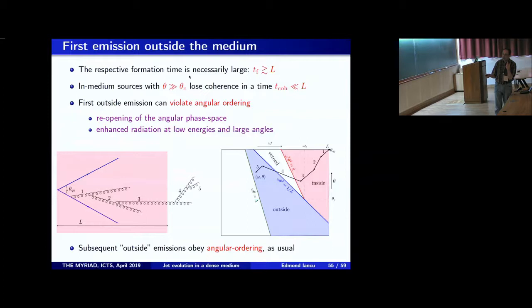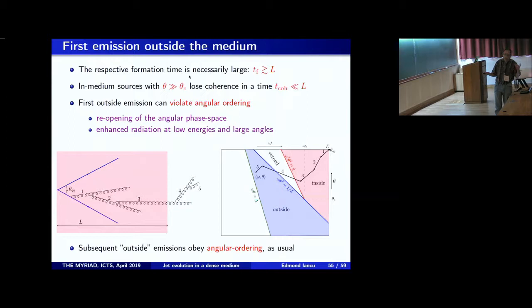And because of that, now suddenly there is violation of angular ordering. There is no reason why the gluon 4 should be emitted at smaller angles as compared to this one, because there is no color coherence between this and this any longer. So the first emission outside the medium can occur at any angle. It can violate angular ordering. And that's very important, because you see, the standard vacuum-like emissions inside the medium were compulsorily leading me to smaller and smaller angles, were angular ordered. But now suddenly, I can reopen my phase space. I can emit from here to there.